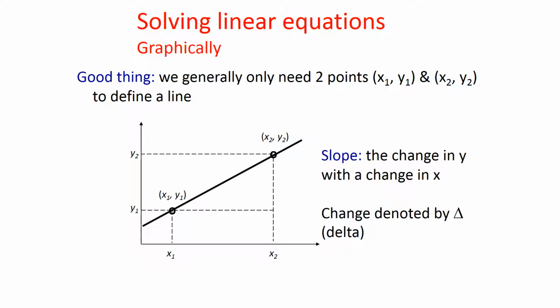Well, for any one point along the line, we will know y and we will know x. So say at this point here, we know that y is 1 and x is 1. At this point over here, we know that x is 2 and y is 3. So we could say y equals 2 times 2.